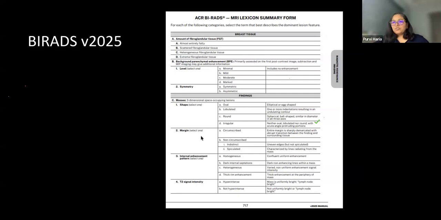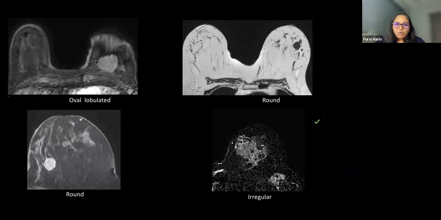And here, margins. Round is a shape, or a ball is a shape, a cricket ball is a shape, and a rugby ball, these are different shapes. But the margin is like a Monaco biscuit has an irregular margin, whereas a Marie biscuit has a circumscribed margin. So that's the difference between the shape and the margin of the lesion. Then I'll show you some shapes. This is an oval, and probably there was some lobulation. So this is oval lobulated.